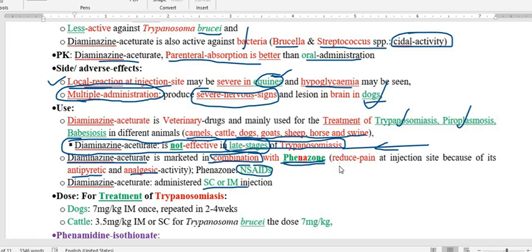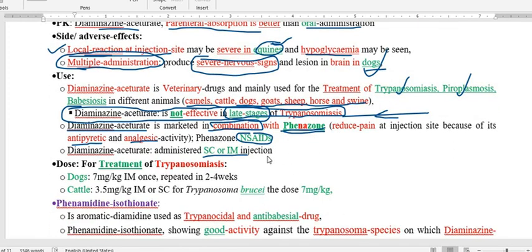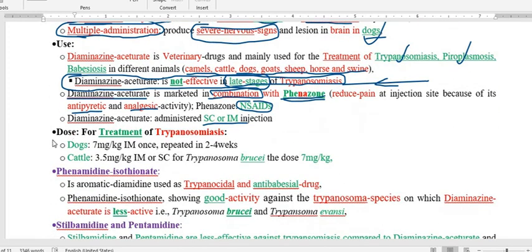So this is a very important point that we already discussed earlier, that diaminogen aceturate is not effective in the late stage of trypanosomiasis, not in early but late stage. So therefore be careful to think about this treatment.